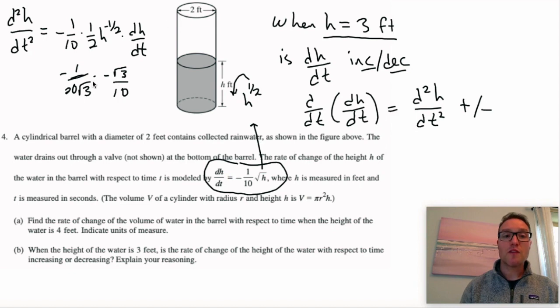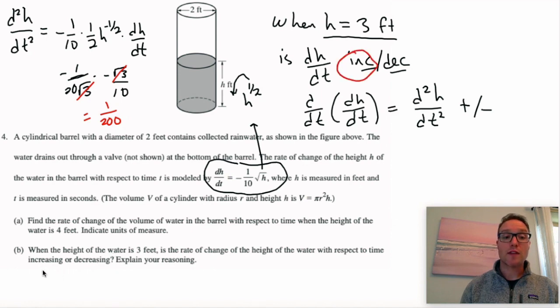I just love me some canceling. Radical 3 cancels radical 3. Negative times a negative is positive. 20 times 10 is 200, so I get positive 1 over 200. And because that's a positive number, dh/dt is increasing when h equals 3.